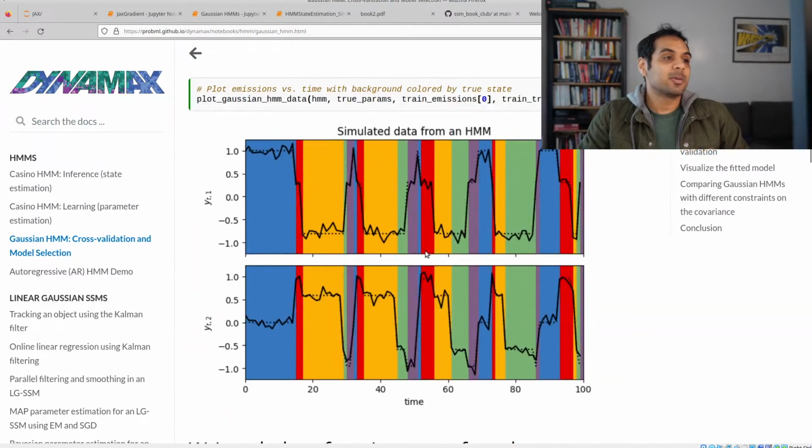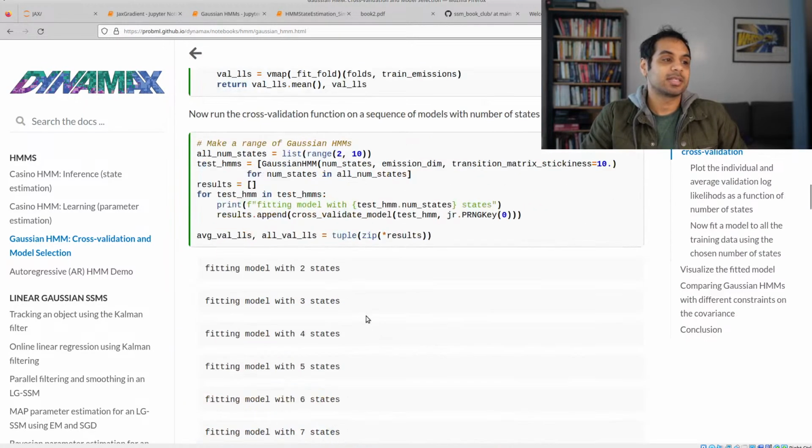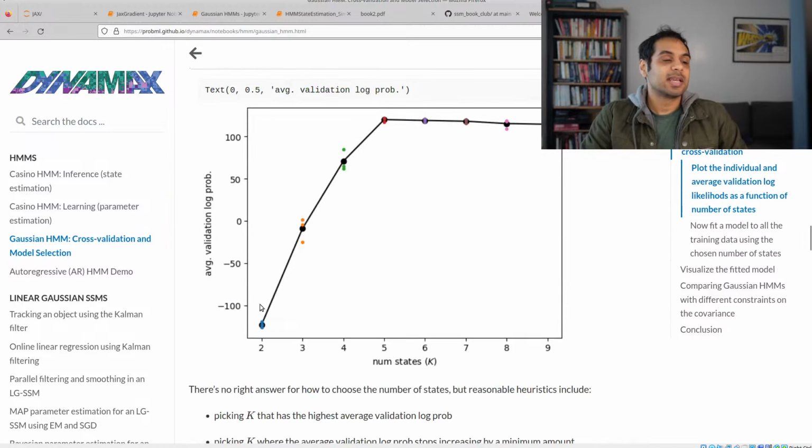The rest of this notebook goes through a pretty good overview of how you figure out how many states there are, and cross-validation and a whole bunch of functions. This is maybe not HMM specific, but it's a little more machine learning type of curves. This is called an elbow curve. Sometimes you see them plotted the other way.